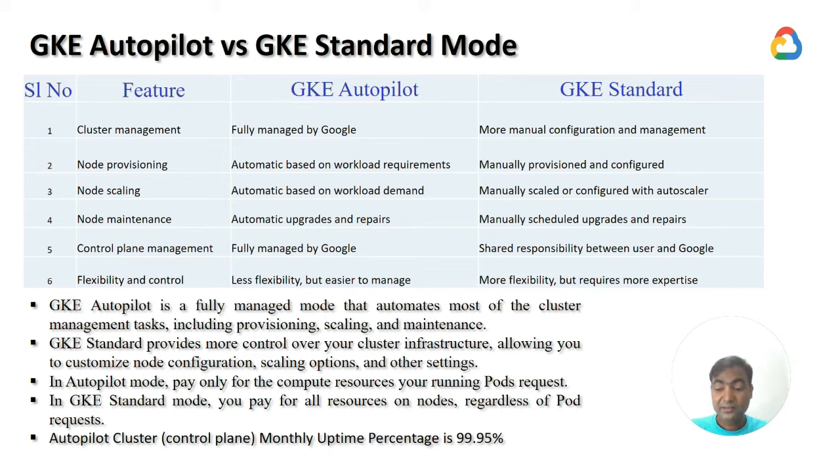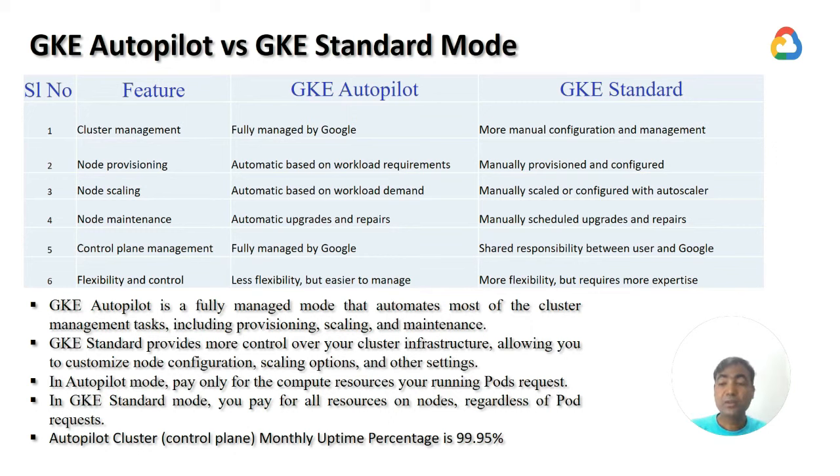On the other hand, guys, in GKE standard mode, you pay for all resources on nodes regardless of pod requests. This means standard mode pricing is based on node usage. Guys, I hope now you can understand. For cost optimization, in autopilot mode, you pay as per your pod usage, but in standard mode, you pay for all resources on nodes. This means standard pricing is based on node usage.